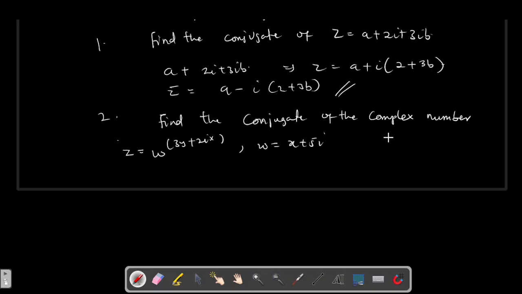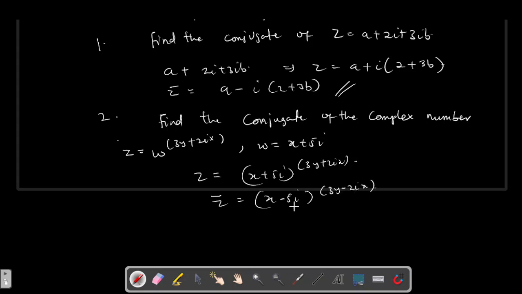To find the conjugate of this complex number, you simply have to make a substitution. As I said, we always have to negate the imaginary part, as simple as that. Z now becomes x plus 5i all to the power 3y plus 2ix. Then our complex conjugate is simply equal to x minus 5i, to the power 3y minus 2ix, as simple as that. So the imaginary part of our expression is simply negated.